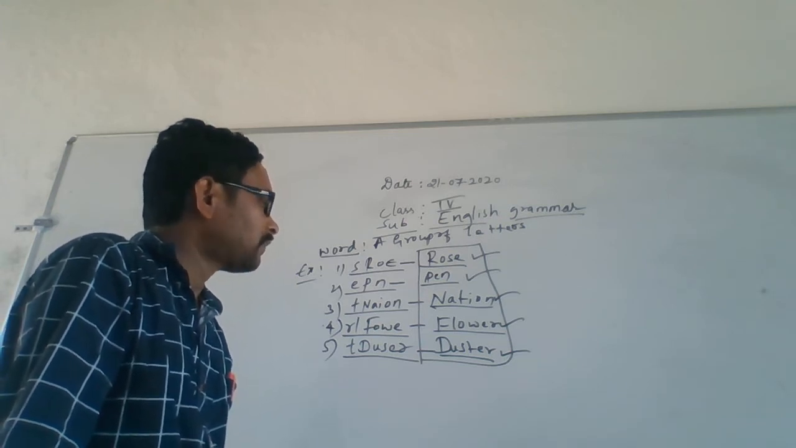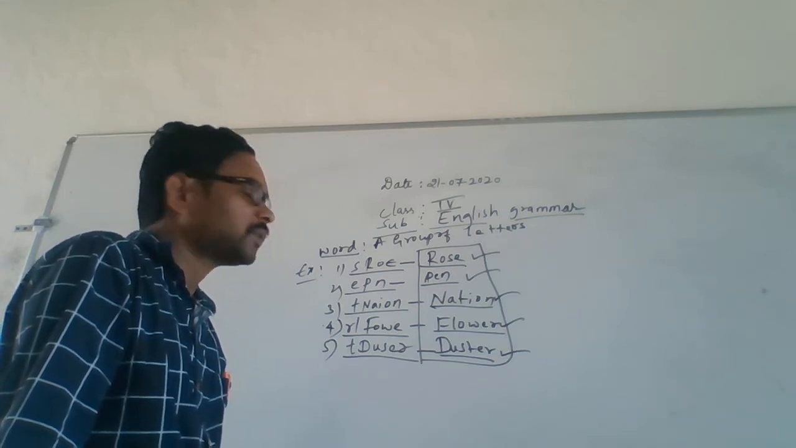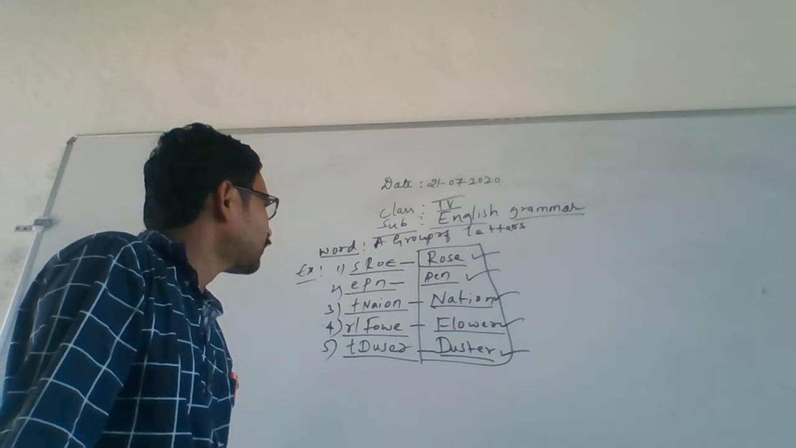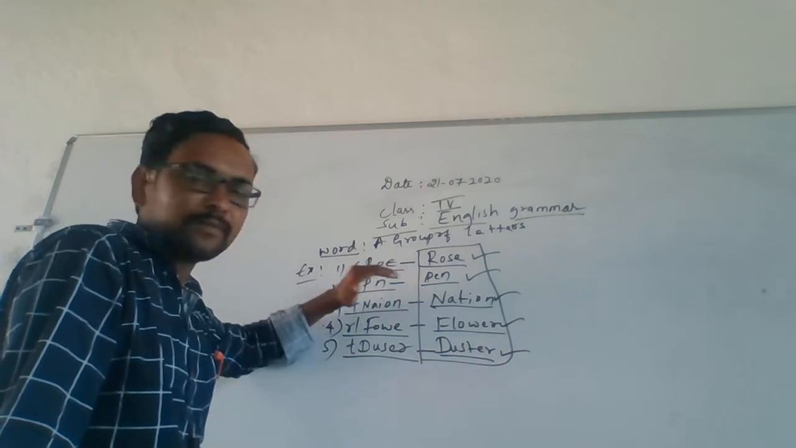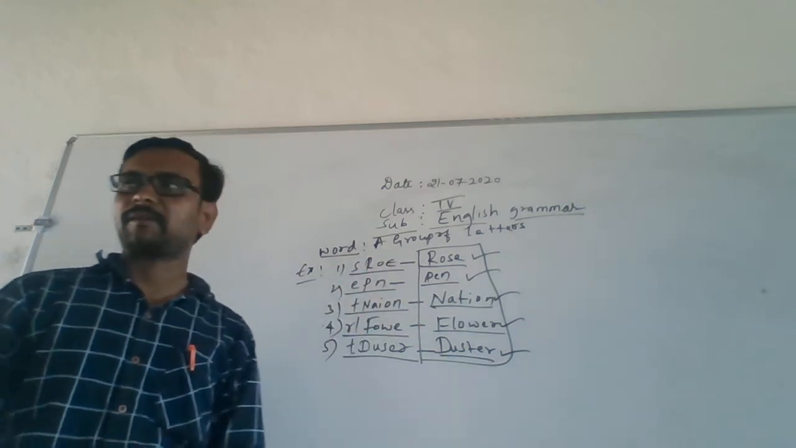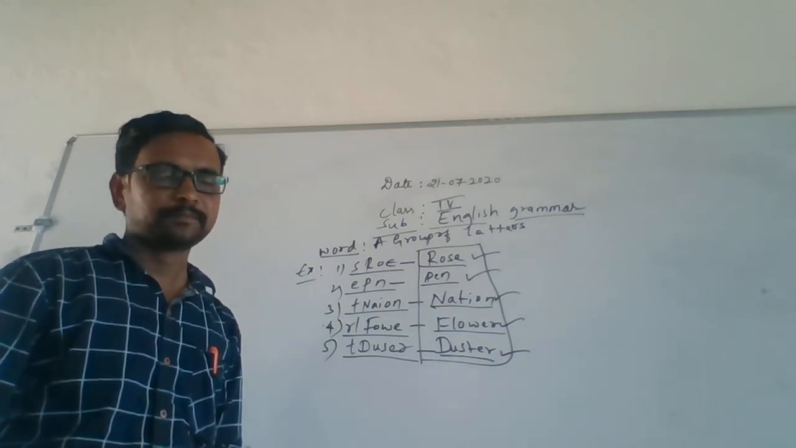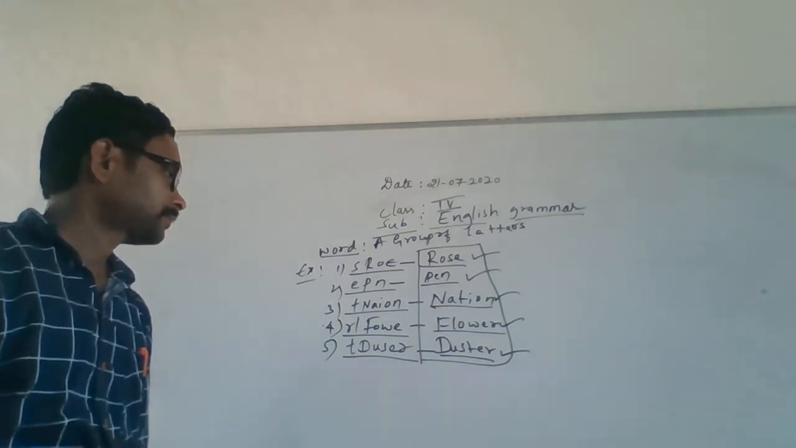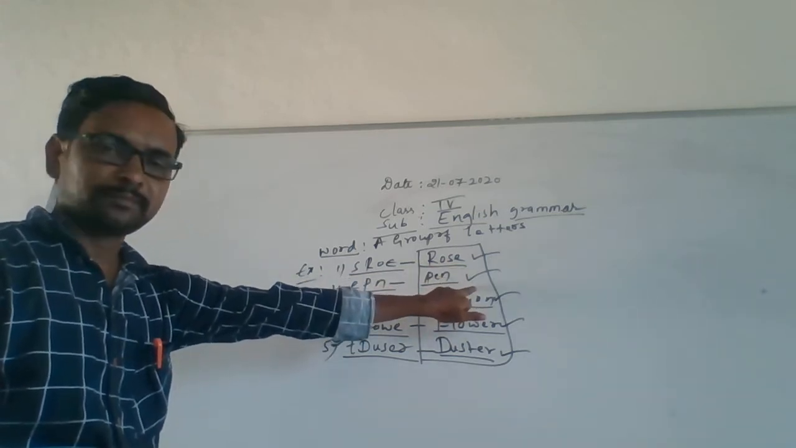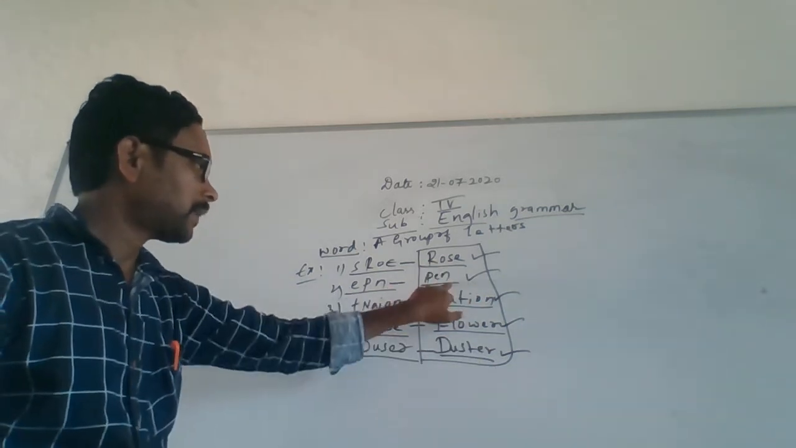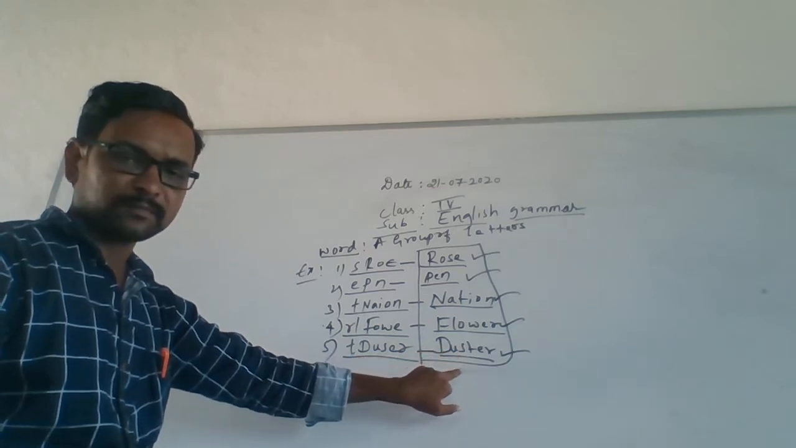A group of alphabets makes what? A word. Alphabet groups make a word. Is it right? So it is a word. Now write down the example first. Take these down: rose, pen, nation, flower, duster. These are word examples.